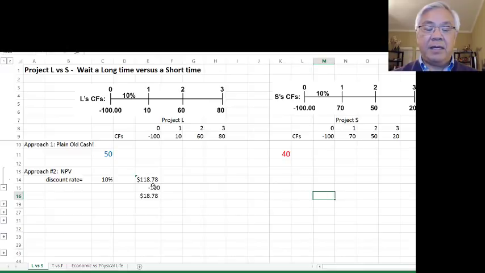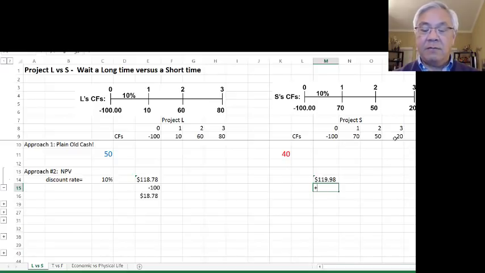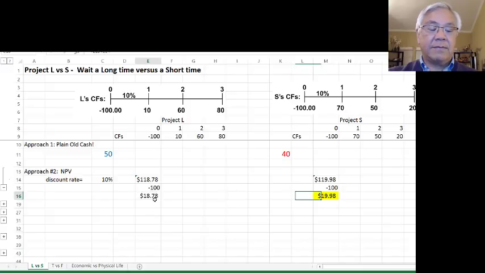So let's do the same thing here for project S, and so equals NPV, open parens, we want the rate 10%, comma, shade the range for T1 to the end, close parens, enter. So 119, again, we have to consider the initial outlay, and the net present value is 19. So this amount versus this amount. Now we see that in the first case, I guess we should stick to our approach. In the first case, L was better.